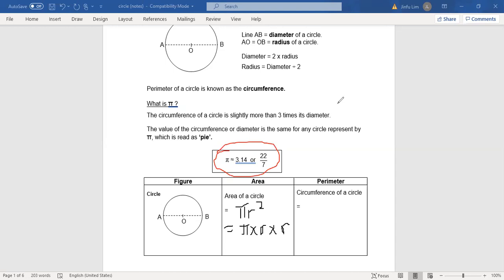To find the circumference of a circle, we'll make use of the formula 2 times pi times r. Okay, 2 pi r. If you rewrite this as pi times 2 times r, you can see that just now we said that 2 times r is actually the diameter. So you can rewrite as pi d. So in this case, you can choose to use the formula 2 pi r or pi d to find the circumference of a circle.